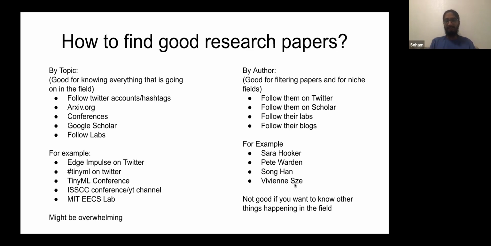Song Han and Vivian C are both, if I'm not wrong, from the MIT EECS lab, and they are also really good researchers. Vivian C, for instance, has a really good review paper on edge computing and TinyML. It's a bit old, I think it was released in 2017, but even though it's old, the work is still relevant. Maybe I can share that paper later on.